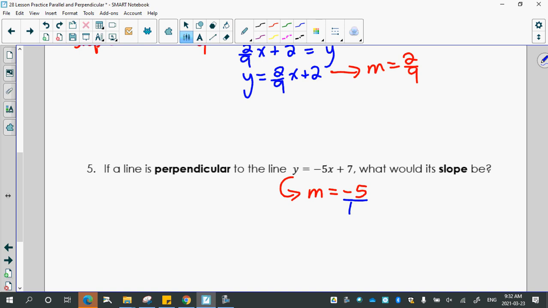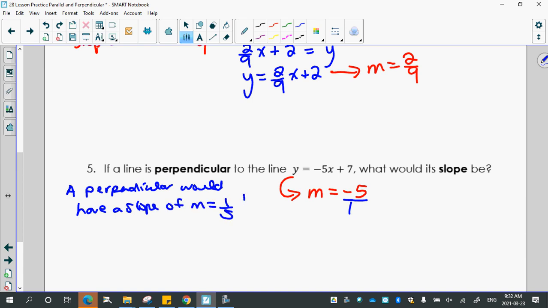You can ask somebody for their statement in a second. Who thinks they got a statement for this one? Amelia? A perpendicular line would have a slope of m equals 1/5. Perfect. Okay, so flipped, opposite sign. This is negative, so if they're perpendicular, if this one's negative, this one has to be positive. They have to have opposite signs. Okay. Good. All right.